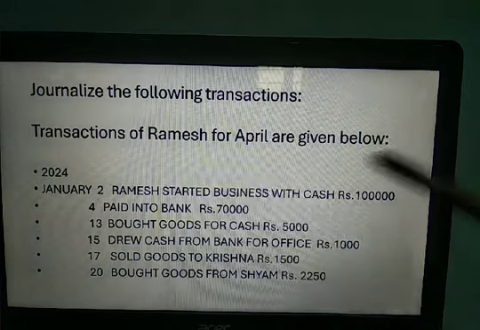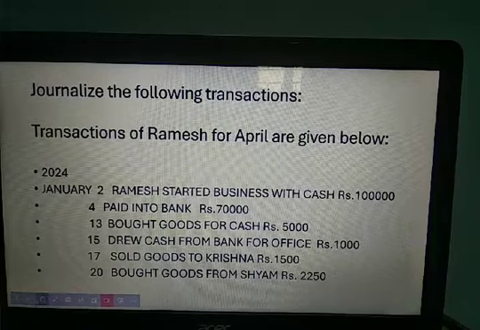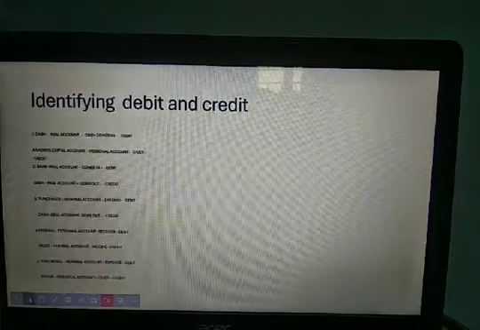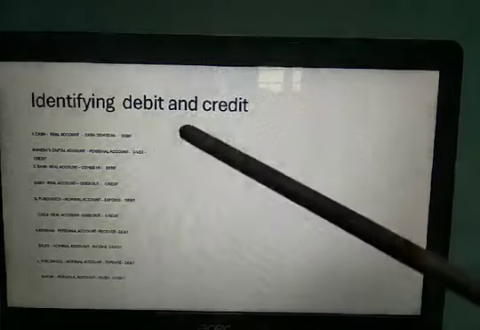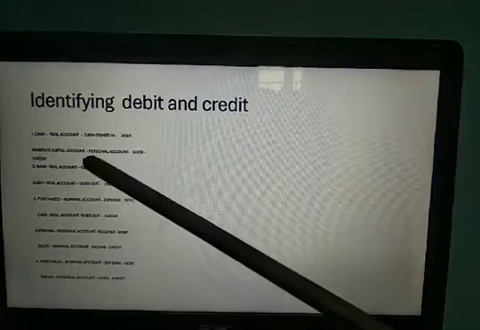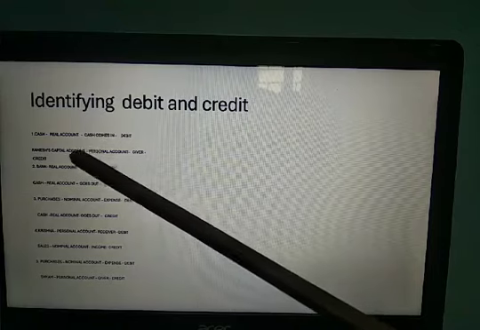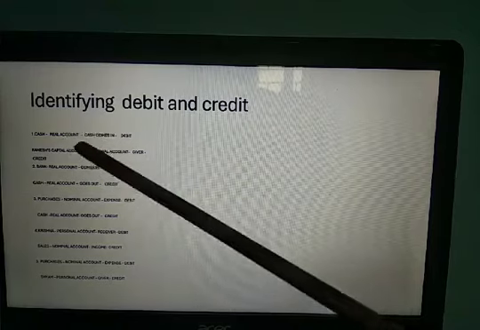So you have to record them in the journal. How to record in the journal, that you have to understand. What you have to do? First, you have to identify transaction-wise. Suppose Ramesh brought capital, that means here there are two sides. Capital is being brought in the form of cash, and Ramesh's capital. These are the two sides.